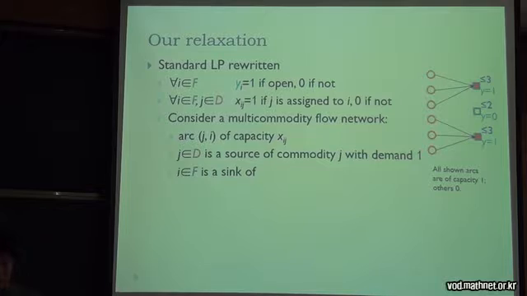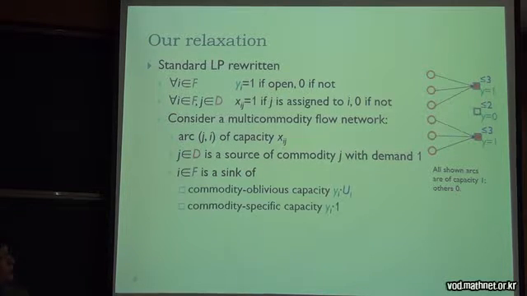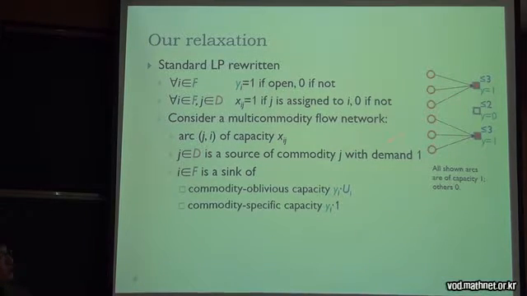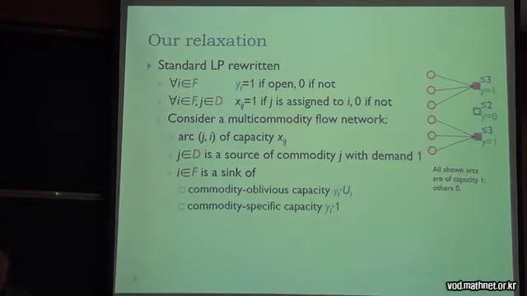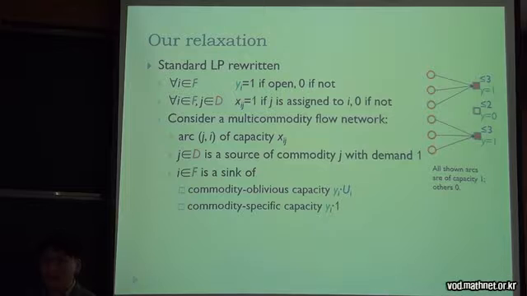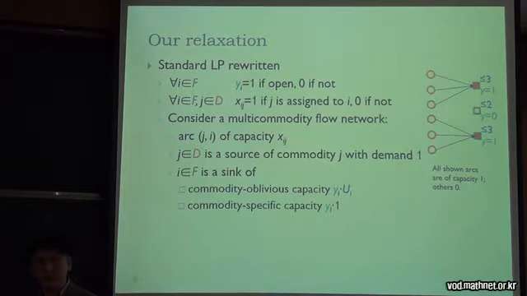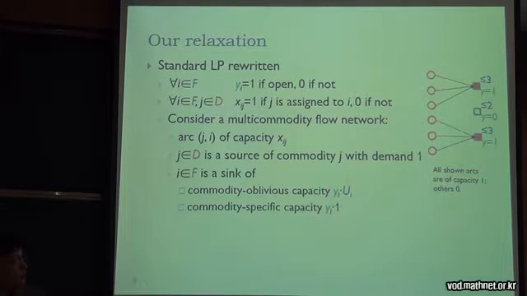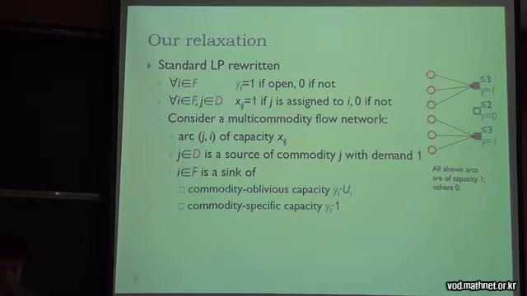And each facility is going to be a sink whose capacity is given by the capacity of the facility. But this capacity is going to be shared by all the commodities, so I'm going to call it commodity oblivious capacity. But in addition to this capacity, it also has a capacity that only applies to each specific commodity, whose capacity will be given by the opening variable times 1.